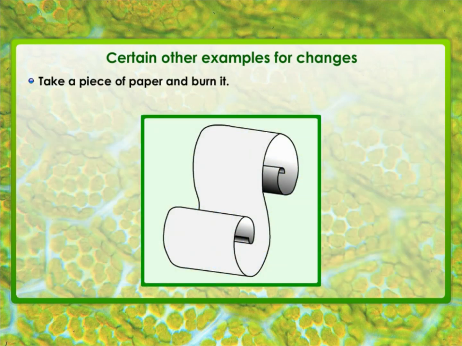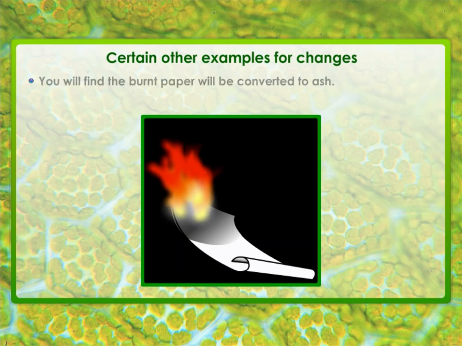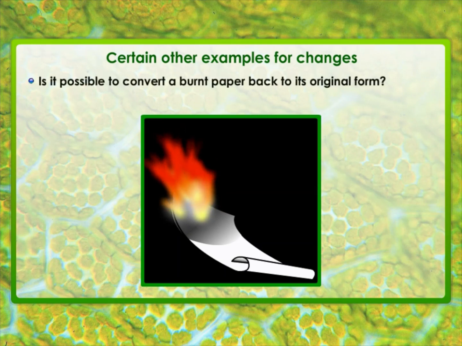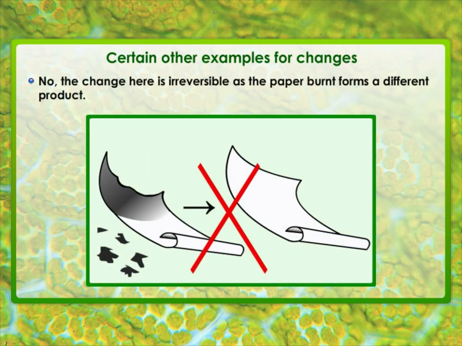Take a piece of paper and burn it. You will find the burnt paper will be converted to ash. Is it possible to convert a burnt paper back to its original form? No, the change here is irreversible, as the paper burnt forms a different product. Hence, to sum up, the changes around us can be grouped as those that can be reversed and those that cannot be reversed.